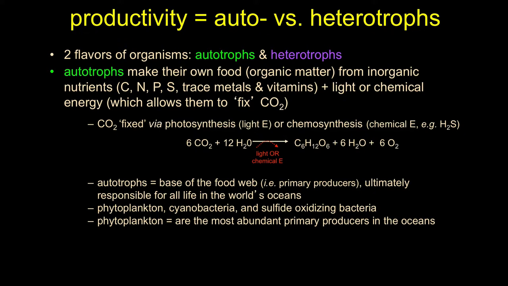Let's talk a little bit about productivity in the ocean. We can talk about critters that make their own chemical energy from an external energy source, like the sun is the classic example. Those would be autotrophs, or self-eaters, if you will. And then heterotrophs, or other eaters, would be the critters that feed on some other organism to get their chemical bonds that they will then in turn use to power their life.